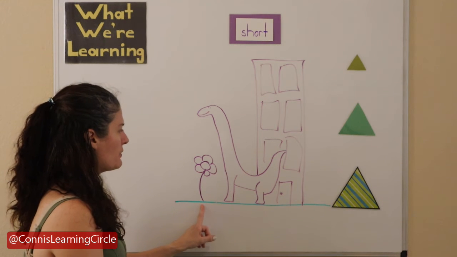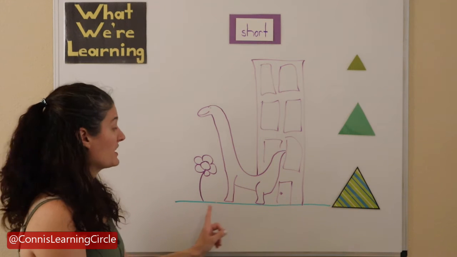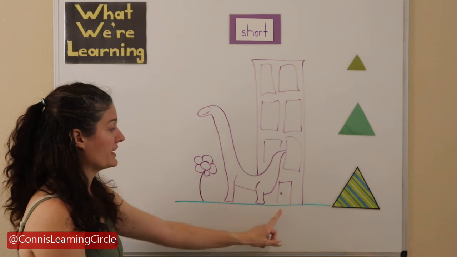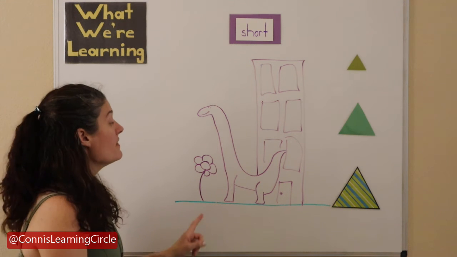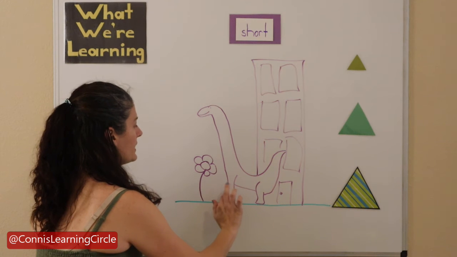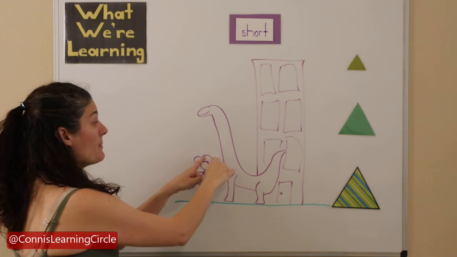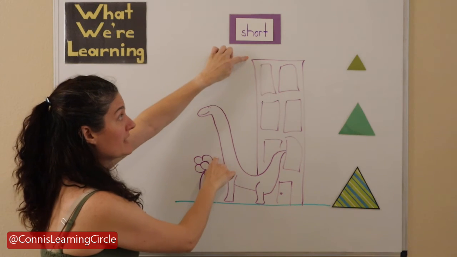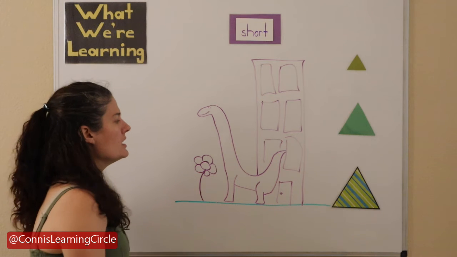Is the flower or the skyscraper short when we compare them to each other? Which one is short, the skyscraper or the flower? The flower, very good. And let's look. We'll start walking up. We made it to the top of the flower before we made it to the top of the building. That means the flower is short.